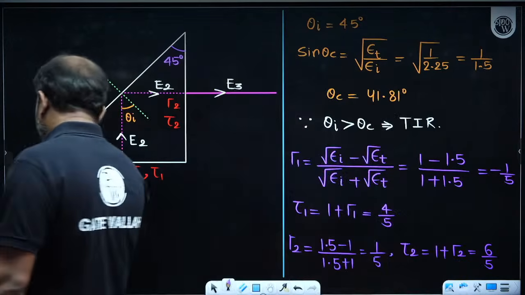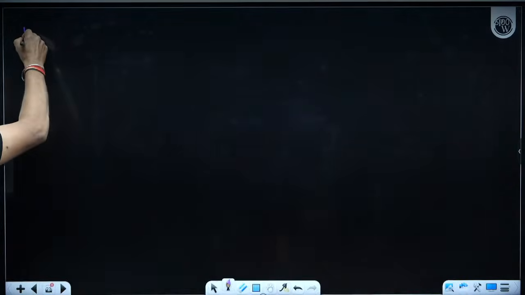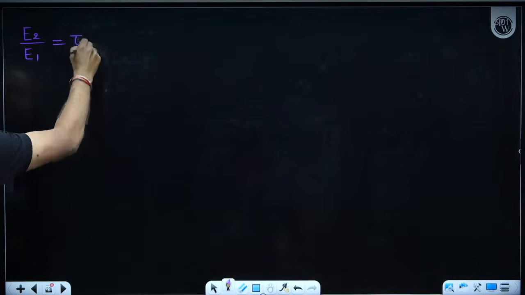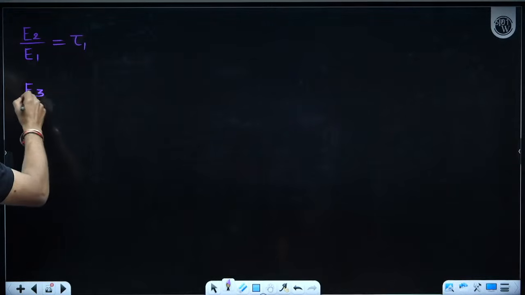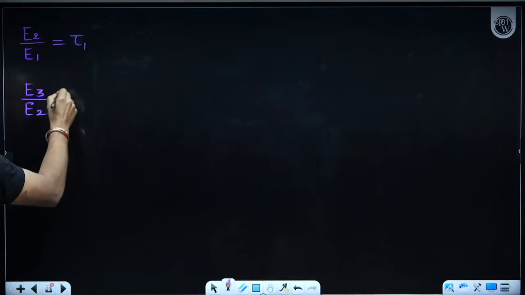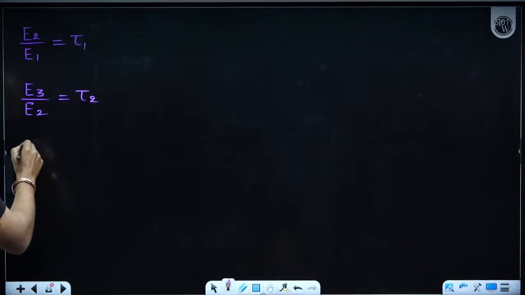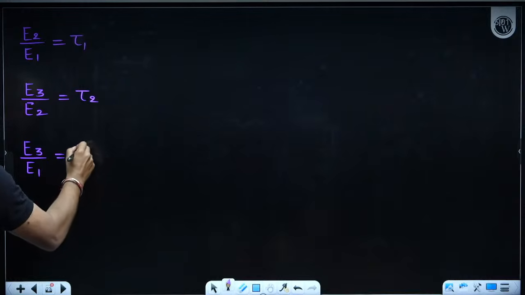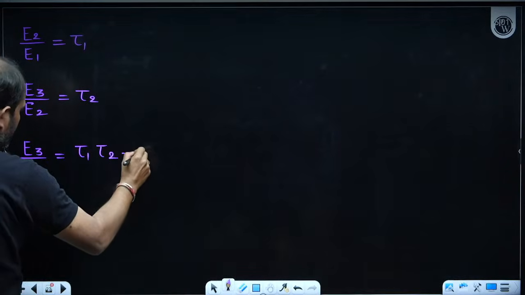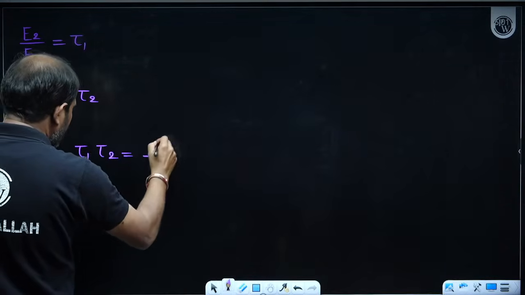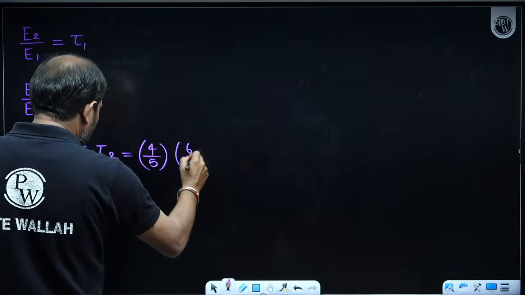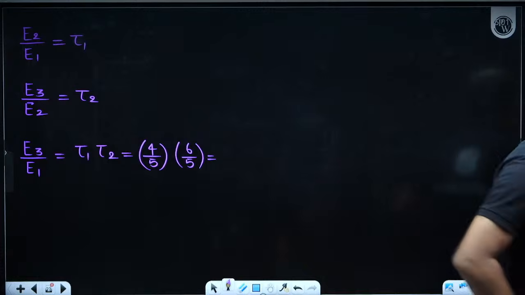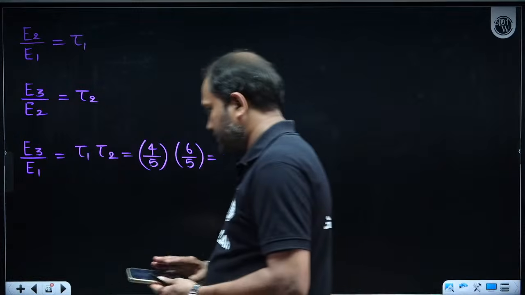Then we are going to calculate the electric field. So E2 by E1 is tau 1 and E3 by E2 is tau 2. So what we will do? We will multiply. So E3 by E1 is tau 1 into tau 2. Tau 1 is 4 by 5. Tau 2 is 6 by 5. So we will calculate the value in percentage.